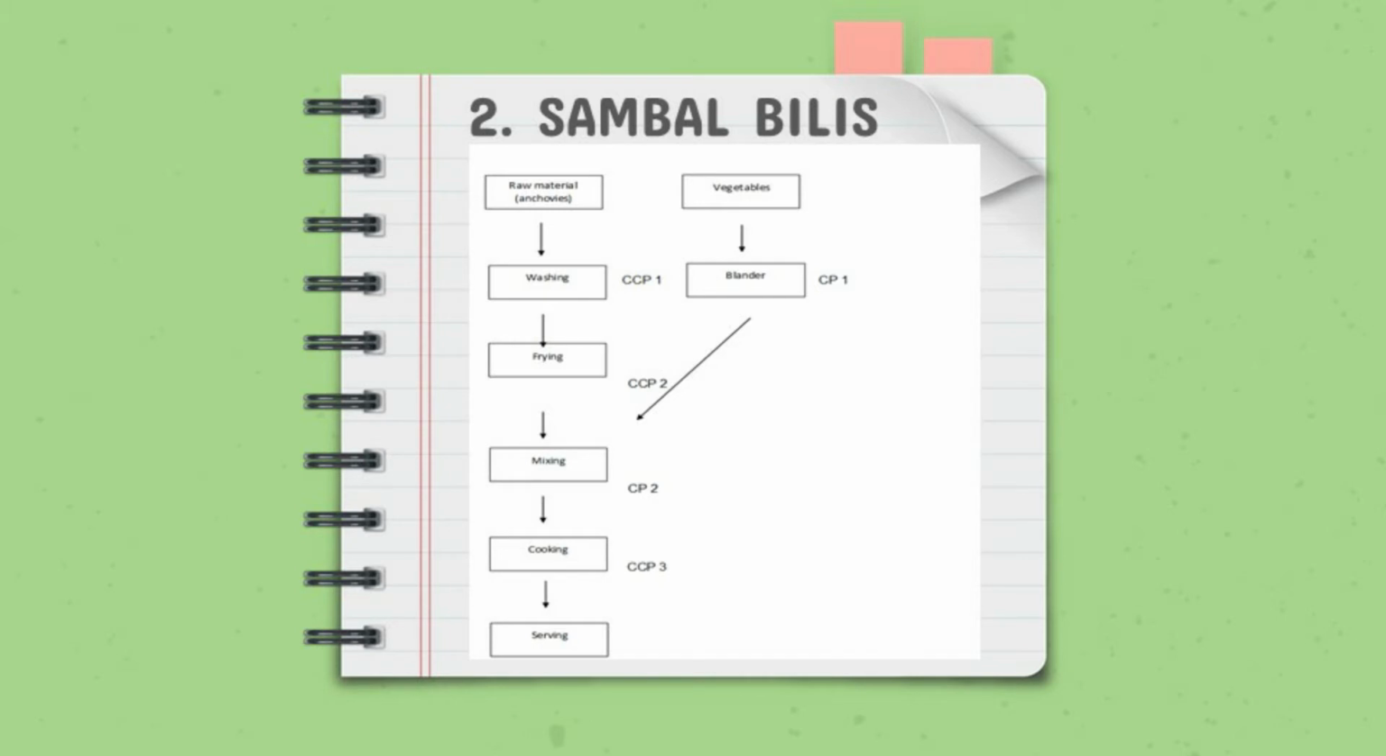Next is the flow for sambal bilis. The raw material, which is anchovies, should be washed and fried. Next, the vegetables should be blended. The anchovies and the blended vegetables will be mixed. After that, it will be cooked for a few moments. Then it's going to be served.